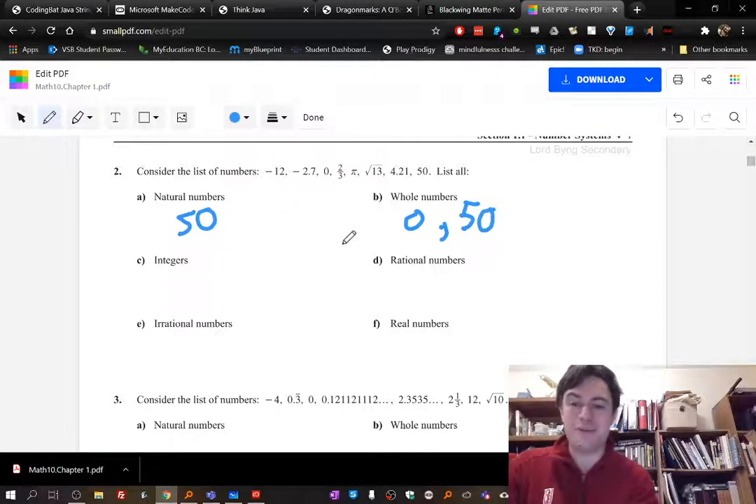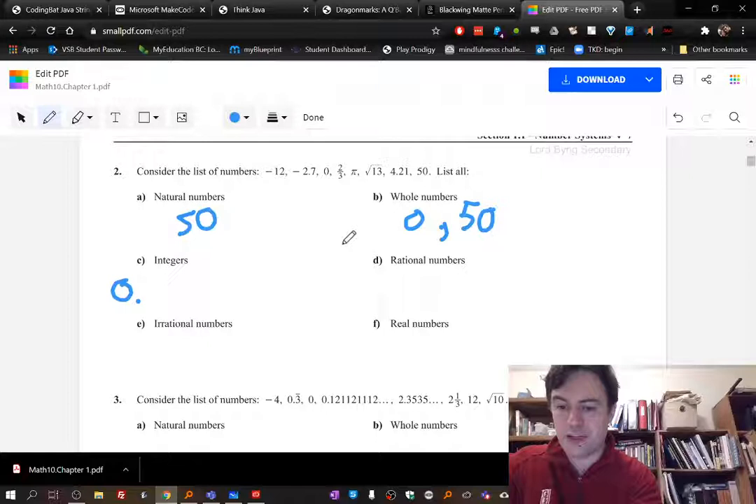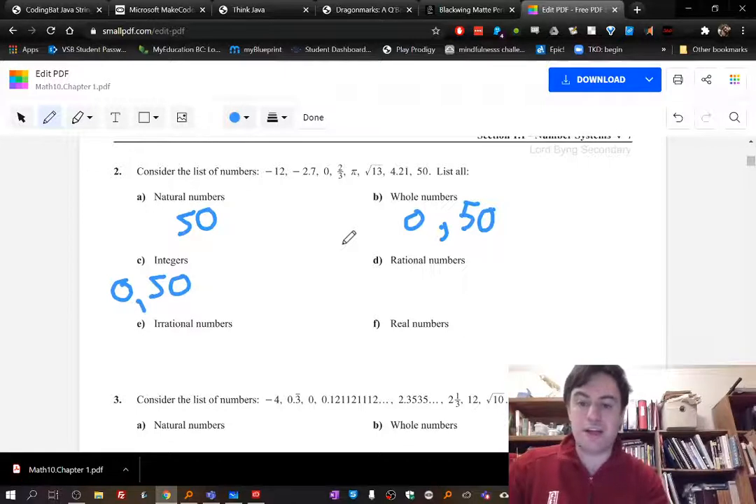How about integers? Well, integers are going to include all the whole numbers, right? So automatically we're going to have 0 and 50. And then are there other numbers that are possibly integers? Yeah, check it out. We have also negative 12. So I'm going to put that in here. There we go. Anything else? No, I don't think so.